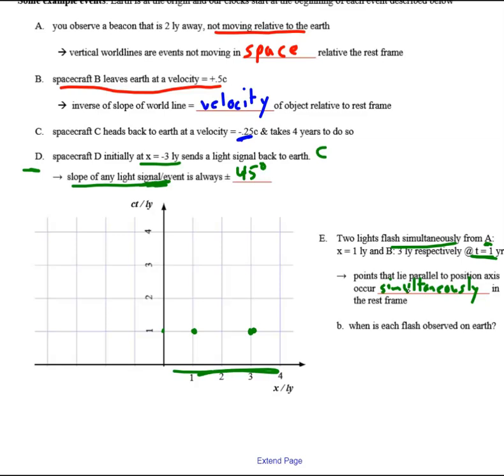So again, we have 2 objects, stars, beacons, whatever, that position 1 light year and 3 light year. At some arbitrary time 1 year, they send out a flash of light. And then we can ask, when is that flash received on Earth? Well, you could do simple kinematics to figure that out, but we want to use the space-time diagram here.